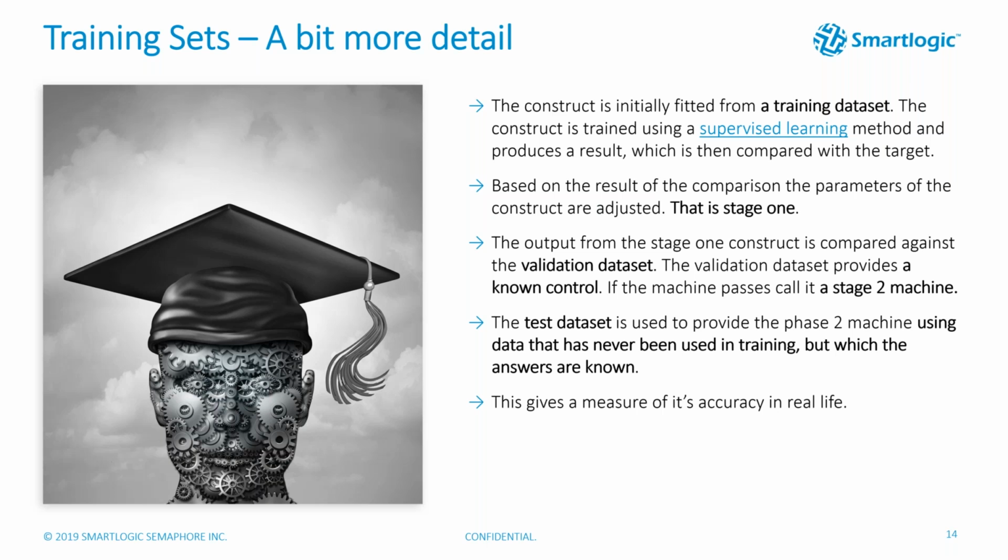And that gives a measure of its accuracy in real life. And if we're not happy with the accuracy, we have to rinse and repeat that process until we get to a satisfactory accuracy. Now, this is simple, it's logical, but actually it's complicated in the sense that getting the data sets together is important. We don't want test sets with training sets with bias in them. We don't want to introduce bias.